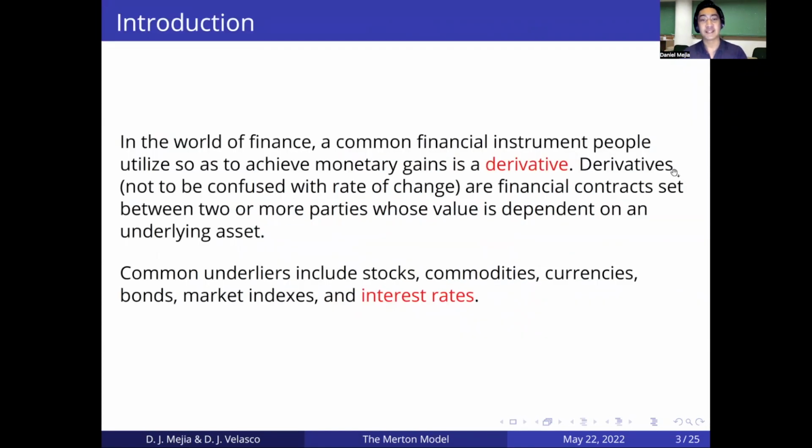In the world of finance, a common financial instrument people utilize so as to achieve monetary gains is a derivative. Derivatives, which should not be confused with rate of change, are financial contracts set between two or more parties whose value is dependent on an underlying asset. Common underliers include stocks, commodities, currencies, bonds, market indexes, and interest rates, which we'll be tapping onto for this presentation.